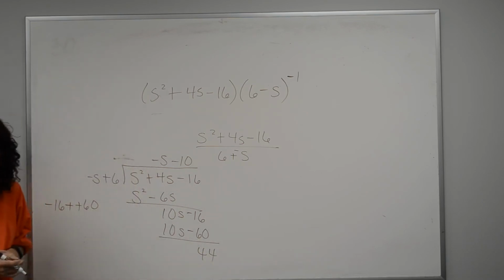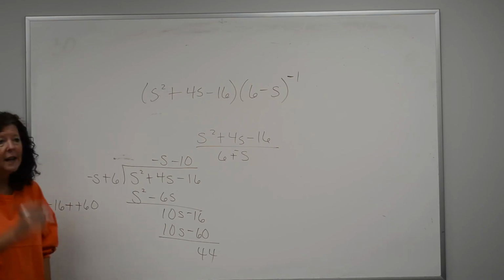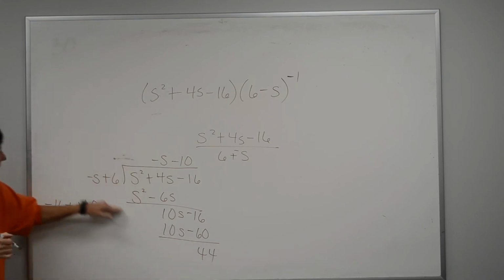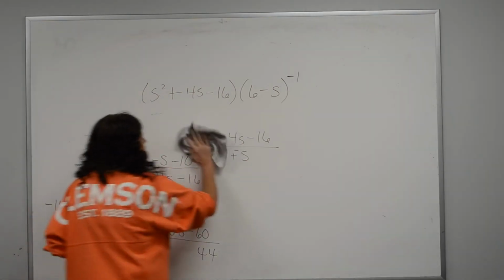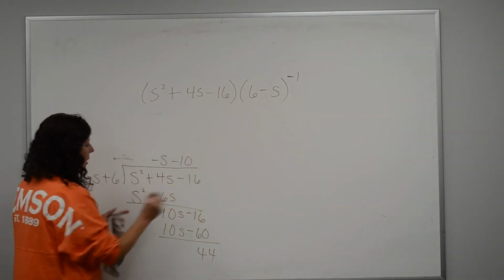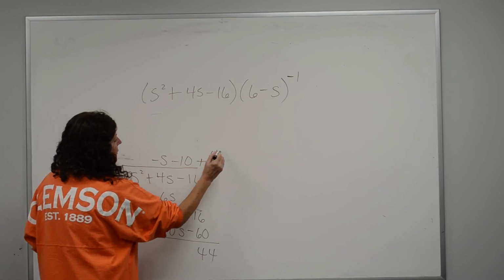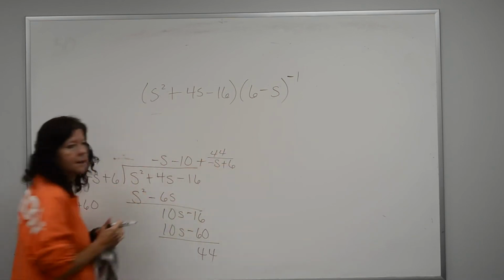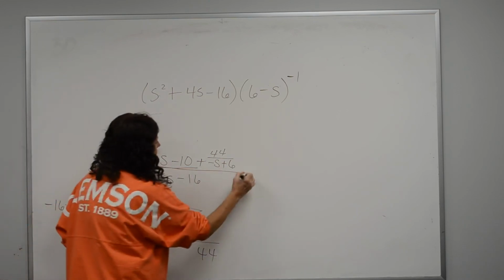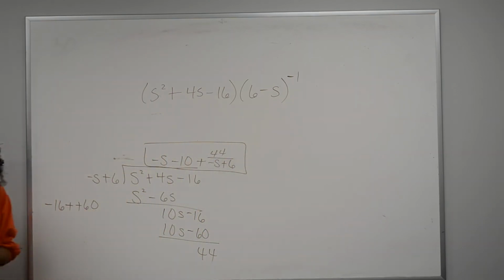That's my remainder. Okay, now, gone are the days where you can just write R44. What you're going to do is you're going to take that and you're going to place it over top of your divisor. So, erase this. It's going to become plus 44 over negative s plus 6. That's going to be my answer.